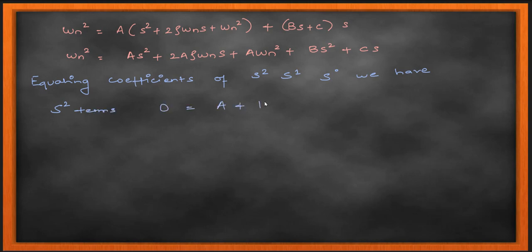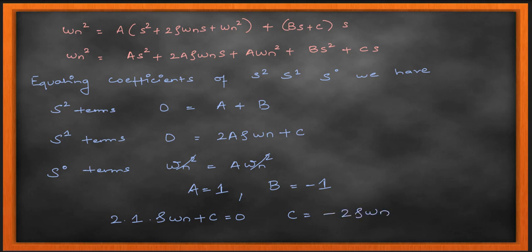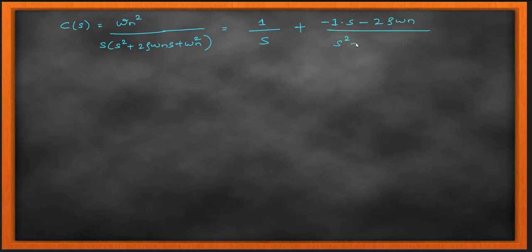So what do I have? On my left hand side, I don't have any s squared coefficients or s to the power 1 coefficients, which was the same in all the cases prior to this. So that is 0 on my left hand side, but on the right hand side I have A plus B, 2A zeta omega n plus C, and my s to the power of 0 term, omega n squared, is equal to A omega n squared. So A equals 1, B equals minus 1, and C equals minus 2 zeta omega n. Done. Now I can apply these to the partial fraction expansion, which comes as 1 by s plus minus 1 and so on. I'm just going to plug in these values for A, B and C and see what I get.